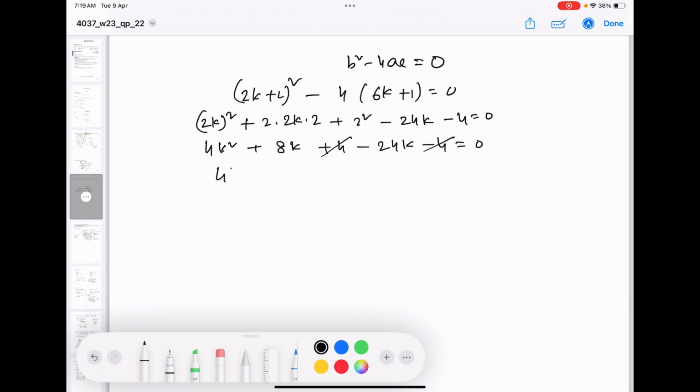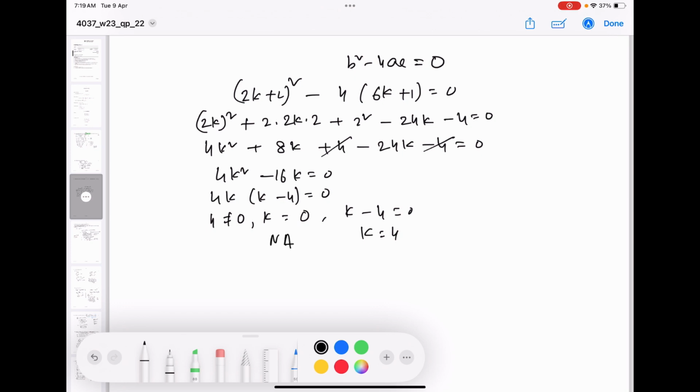4 cancels 4, and 4k squared, if we subtract, it is minus 16k equals 0. So 4k is common: 4k times (k minus 4) equals 0. So 4 cannot be 0, but k can be 0, or k minus 4 equals 0, so k equals 4. But since k is a non-zero value, k equals 0 is not acceptable. So k equals 4. This is the answer for this question.